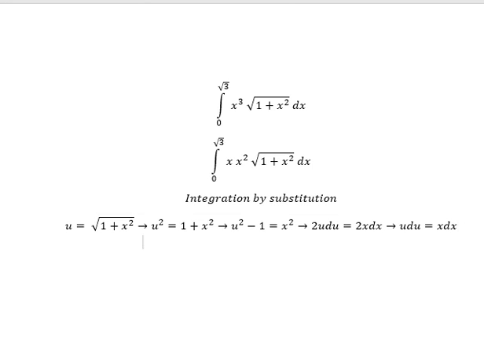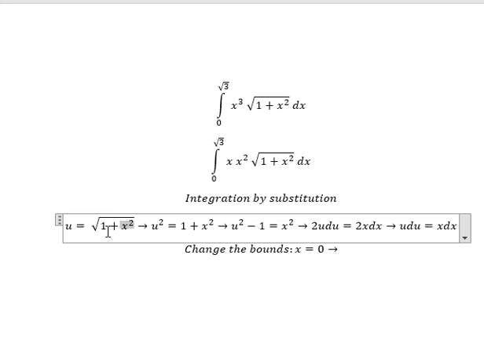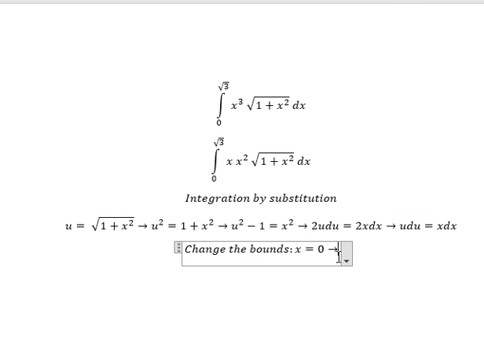Now, we need to change the bounds. When x equals to number 0 in here, so we need to put number 0 go in here. 1 plus 0 to the power of 2 under the square root. You got u equals to number 1.